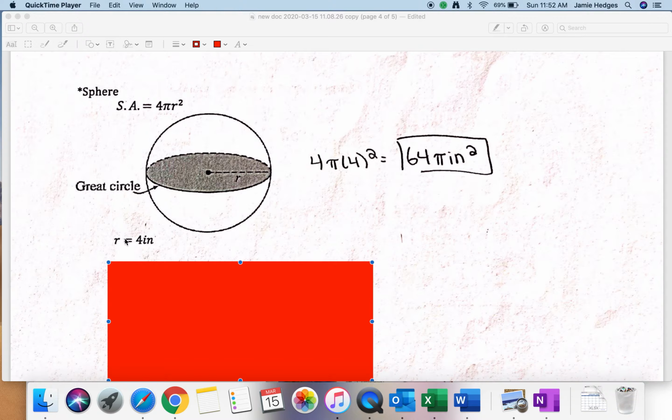So I'm just going to plug in whatever my radius is. So in this case, the radius was 4. So I'll plug in 4 squared times 4. That's going to give me 64 pi. That's going to be inches squared. So make sure I'm paying attention to the units.